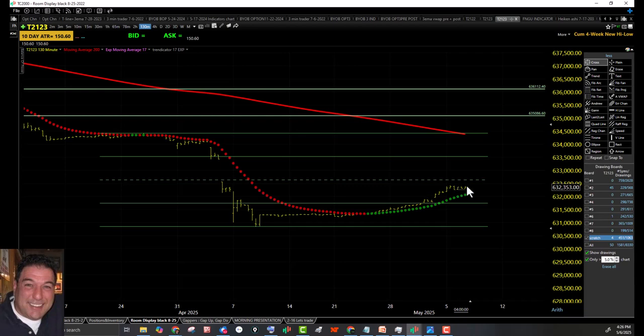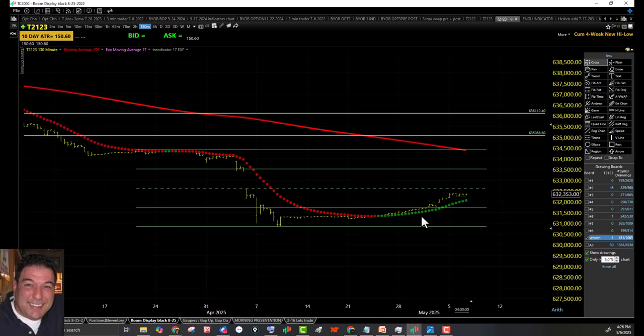Putting in a little foundation stair step. Maybe we can climb our way out by building a string of stairs. We'll see. All right, so there's T2123 out of the lower third. That's good, in neutral area. So, all right, not impressed yet.